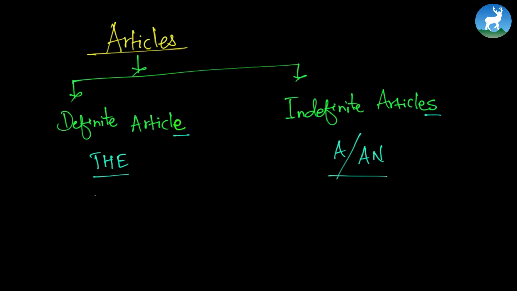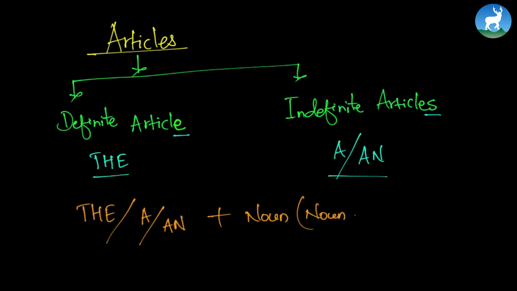They are always followed by a noun phrase. So what's the idea? The idea is these little words are always followed by a noun phrase. A, an, or the is always followed by a noun, or most of the time, a noun phrase. So articles are followed by a noun or a noun phrase.